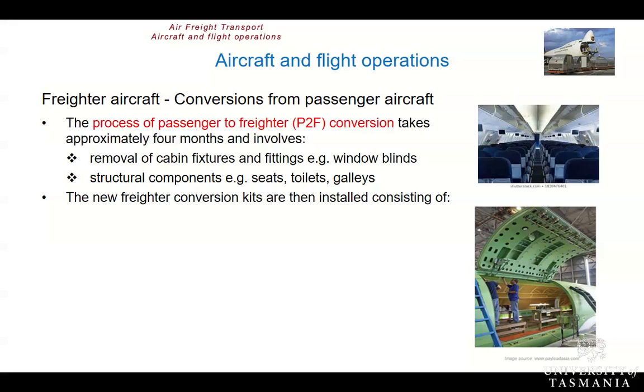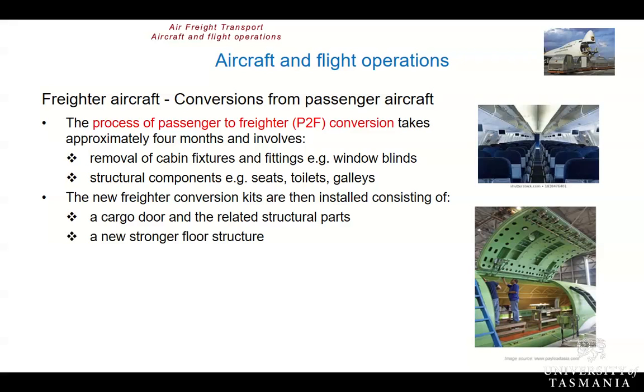Now, typically, those conversion kits are going to be orientated towards the needs of a freighter aircraft. So it's most likely going to include a cabin door, a side cabin door, quite a large one. If you have a look at the bottom photograph there, you can see quite a significant side cabin door. That's usually a prerequisite of a conversion.